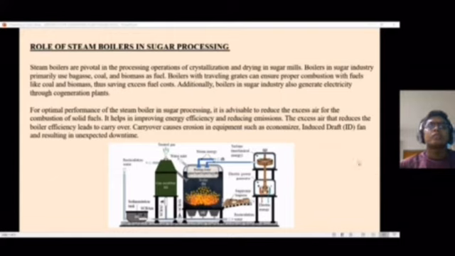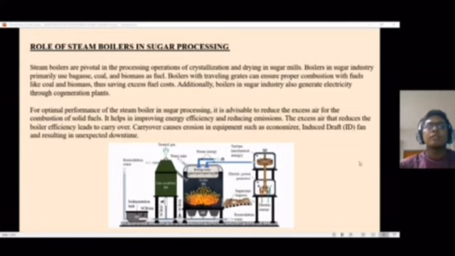Role of steam boiler in sugar processing. Steam boilers are pivotal in the processing operations of crystallization and drying in sugar mills. Boilers in the sugar industry primarily use bagasse, coal, and biomass as fuel. Boilers with travelling grates can ensure proper combustion with fuels like coal and biomass, thus saving excess fuel costs. Additionally, boilers in the sugar industry also generate electricity through cogeneration plants.